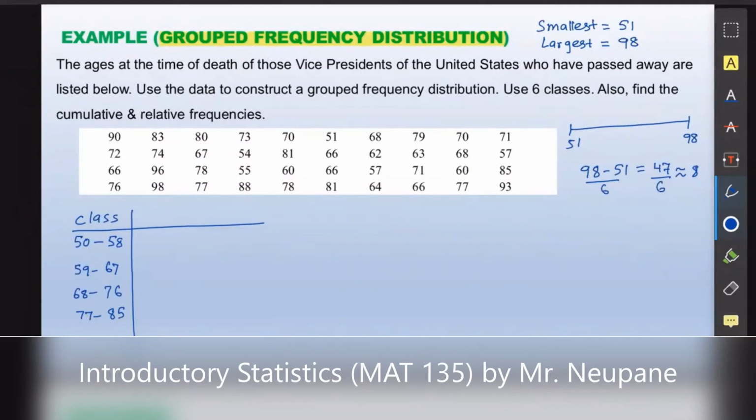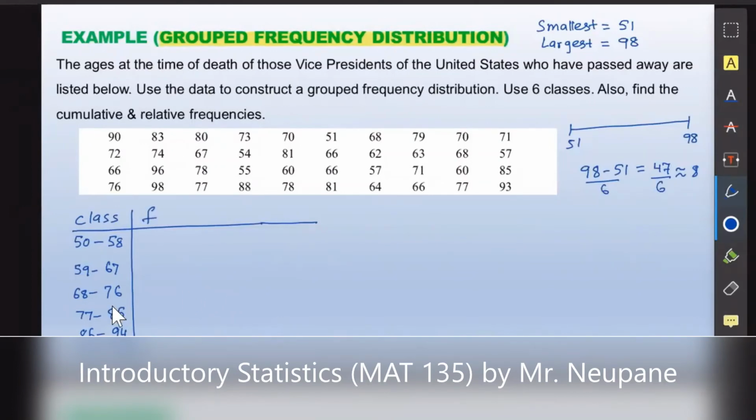So next one, we are going to start at 86. 86 plus 8 is 94. Then you are going from 95, and 95 plus 8 is 103. So are these classes inclusive of all the data from 51 to 98? Yes, right? Now we need the frequency. Now we need to count the values. How many are there? We are going to count.